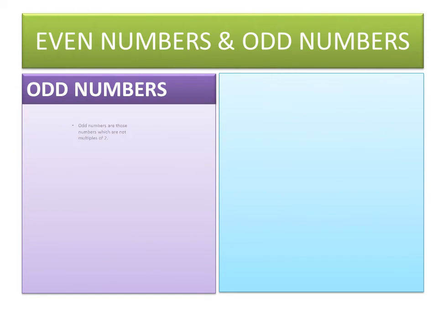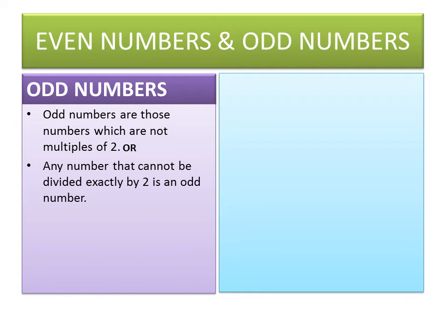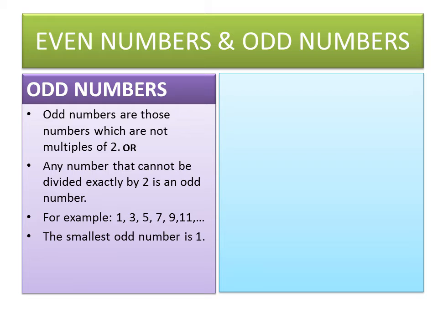Our next topic is odd numbers. Odd numbers are those numbers which are not multiples of 2, or any number that cannot be divided exactly by 2 is an odd number. For example, 1, 3, 5, 7, 9, 11, etc. The smallest odd number is 1.